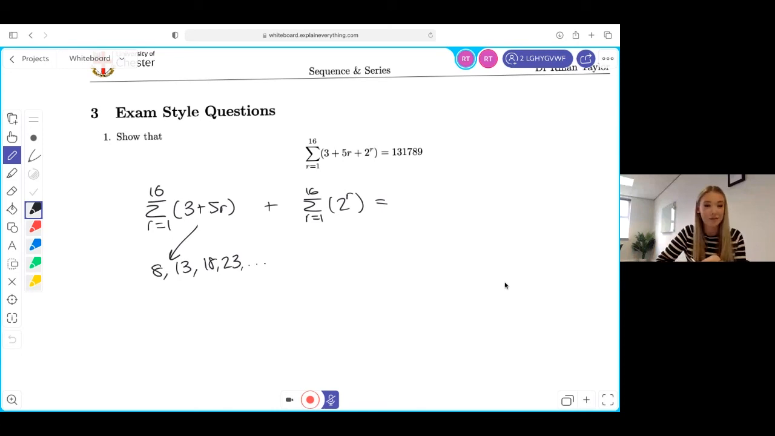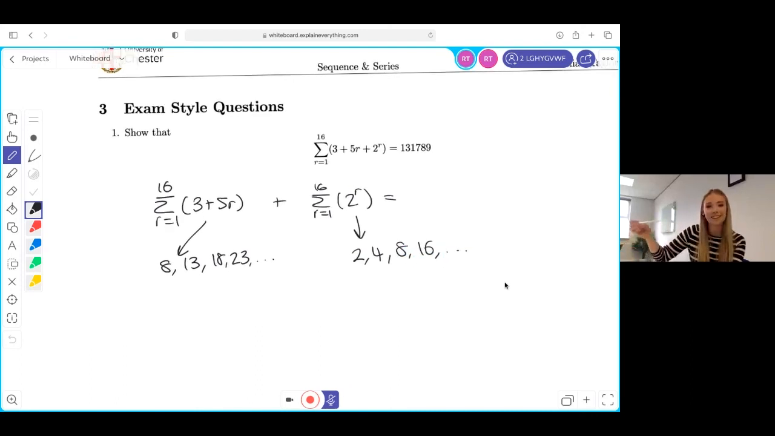So you can put that into your formula for the sum of the first 16 terms. And in this one, 2 to the r, the first term is 2, then 4, 8, 16, and this one's just going up in powers of 2. So the first term there is 2, the common ratio is 2 as well, and you can put that into your formula for the sum to n terms of your first 16 terms of your geometric series. So that's the hint with that one.